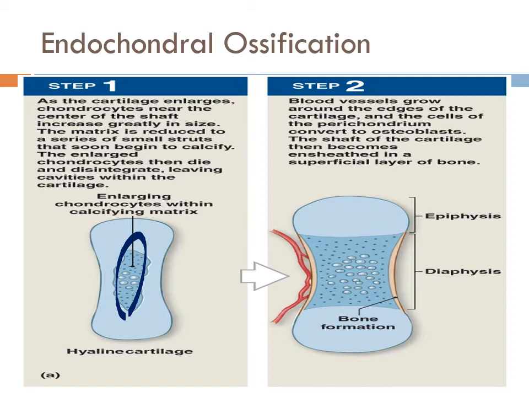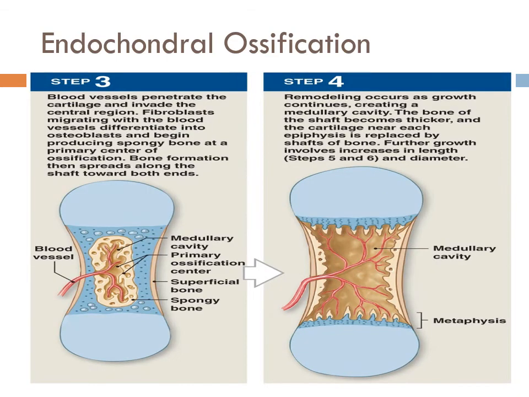Step 2, we've got blood vessels here that are going to grow into the edges of the cartilage, and then it's going to bring cells of the perichondrium into the bone. Those cells are going to convert to osteoblasts, and then we're going to create this superficial bone layer around the edges of the cartilage model.